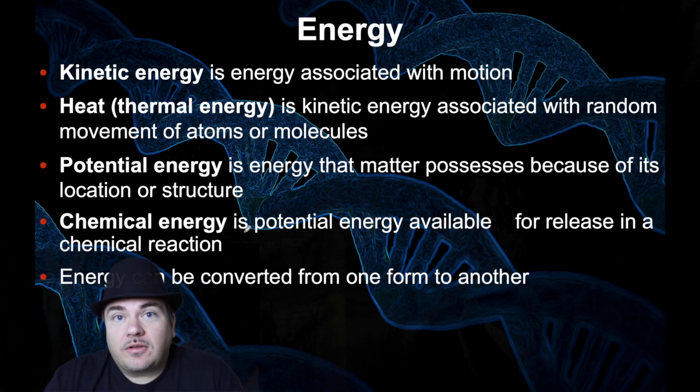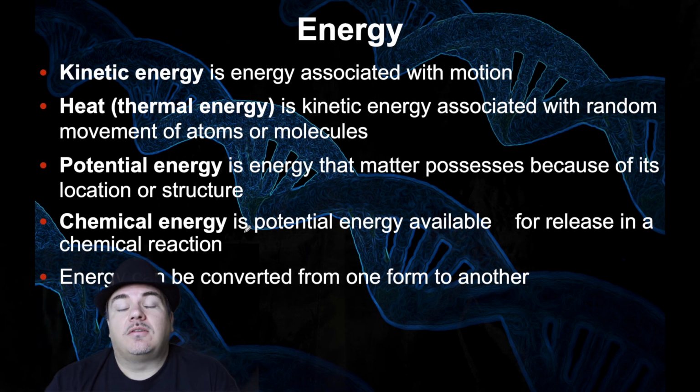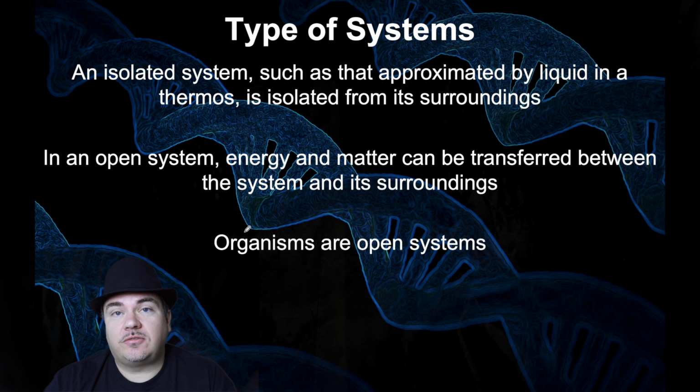Or electrical energy to light energy. That's what's happening in the light bulbs around you right now. So energy can very easily change forms. Now, when we're talking about energy, there's two types of systems you could use to study energy. That's called a closed or isolated system or an open system.